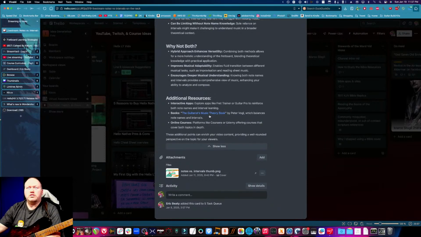Some books. The Guitarist's Music Theory book by Peter Vogel, which balances note names and intervals, and I think that's an Alfred book, something. I forget the name of the company. I can include that as well, maybe in the links below. And online courses. Platforms like Coursera, Udemy, or some of the courses that I have offer courses that cover both topics in depth.